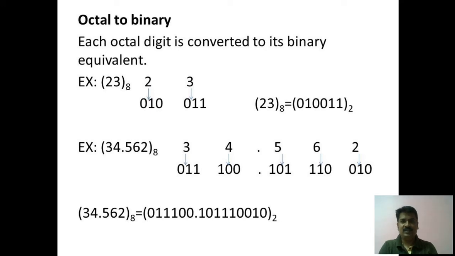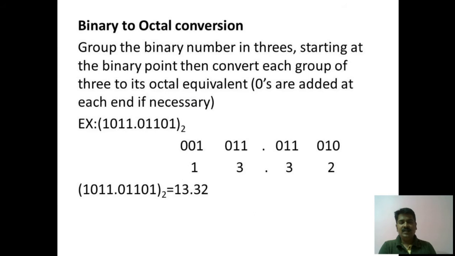This is how we can convert an octal number to a binary number. Next is a binary to an octal conversion. If a binary number is given, the first thing we have to do is group it. Group the binary number in threes. Three digits you have to group.